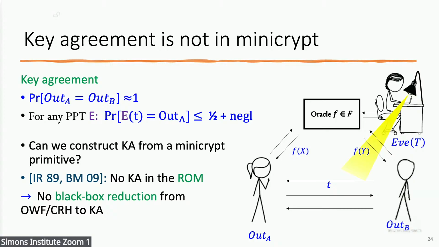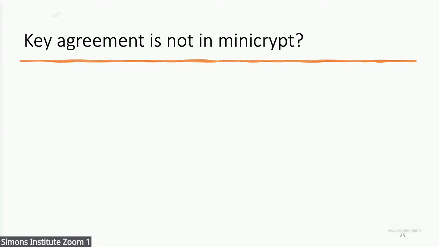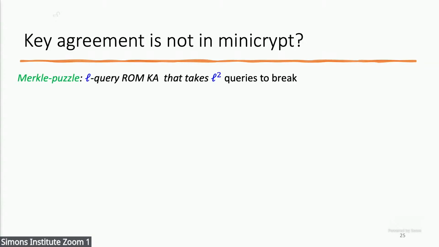Almost. Okay, this is a nice observation. I don't know if Yuval was the first to make it, but at least Yuval is the one that told me this result. So there's a very natural, simple key agreement protocol. It's called Merkle puzzle. And you know that in the random oracle model, if the honest parties make L queries, an adversary has to make L squared queries to break it. It's not a key agreement in the standard sense, but there's a quadratic gap between the good guys and the bad guys.